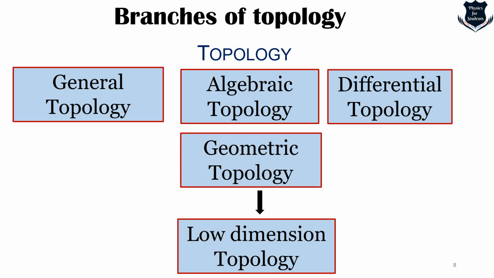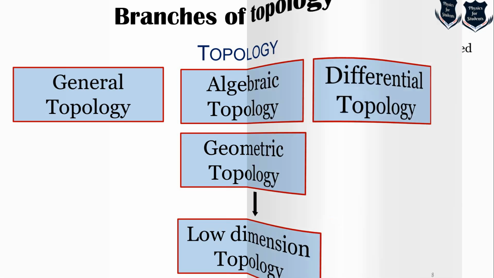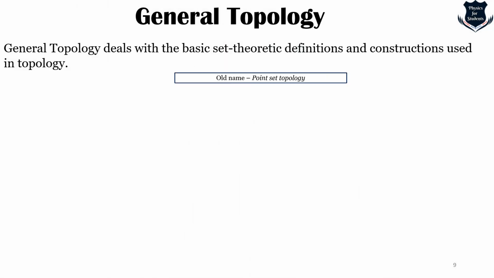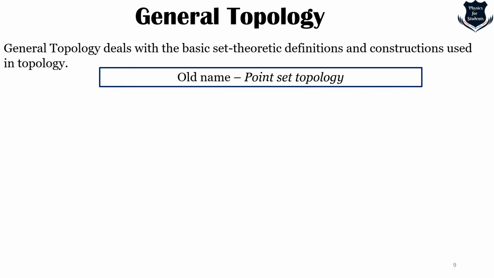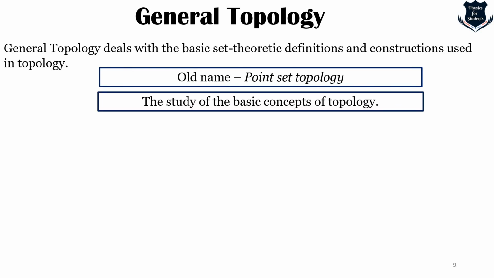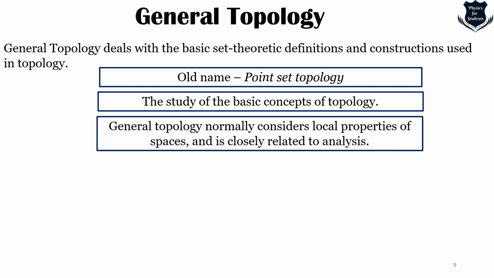Now note that we are not dealing with all parts of topology, but the books that I will be talking about are on general topology. General topology, whose old name is point set topology, covers the basic concepts of topology. In general topology we consider local properties of space, etc.